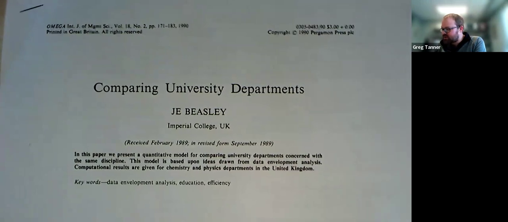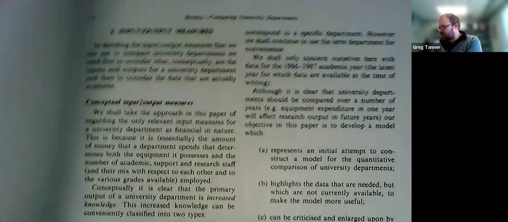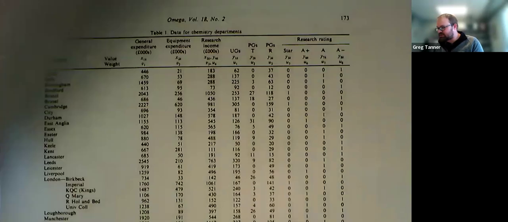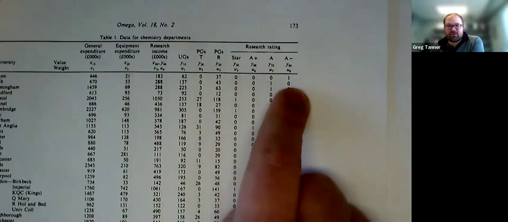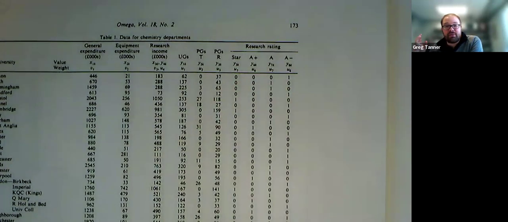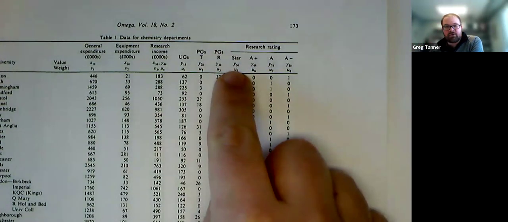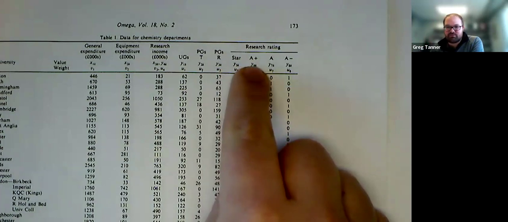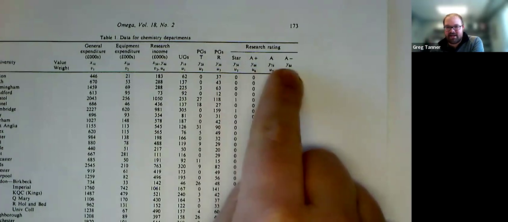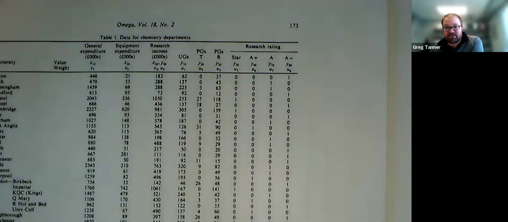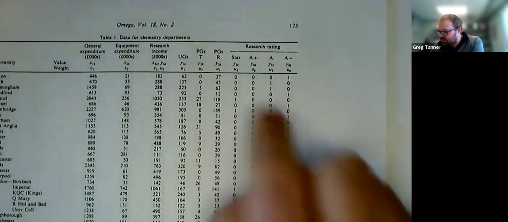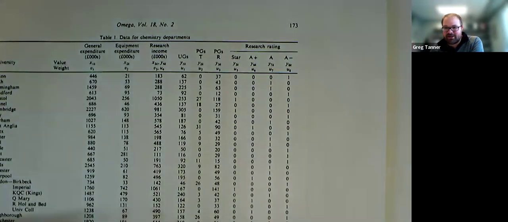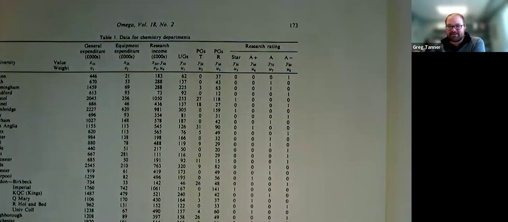And I thought it was kind of interesting that he included in the model for the outputs research ratings. And these research ratings were included in the model as binary. And so there were 4 levels of research ratings. Star was the highest, A+ was the next highest, A was the next, and A- was the lowest research rating amongst these universities. And what you'll notice is that each university was only given one of these ratings. And so it was kind of a hierarchy of ratings.